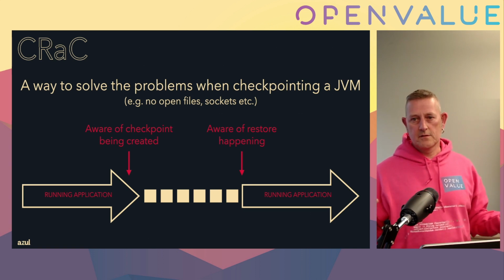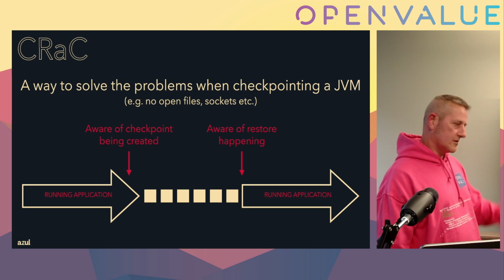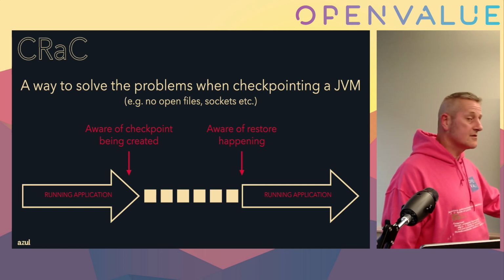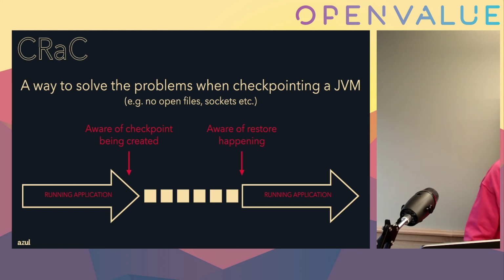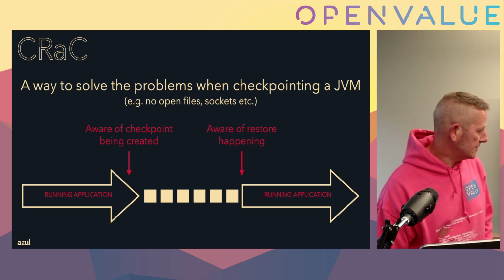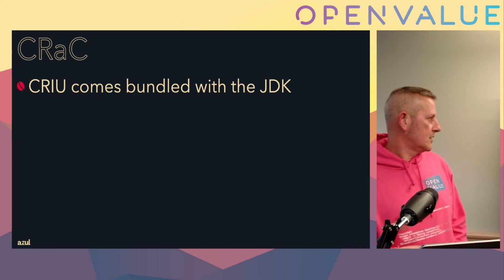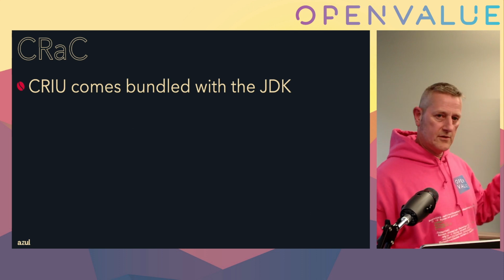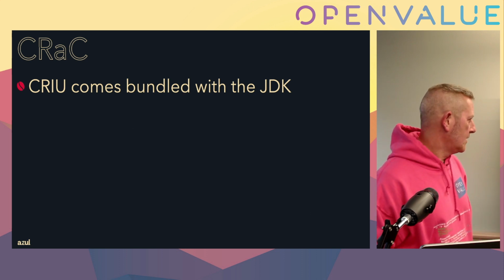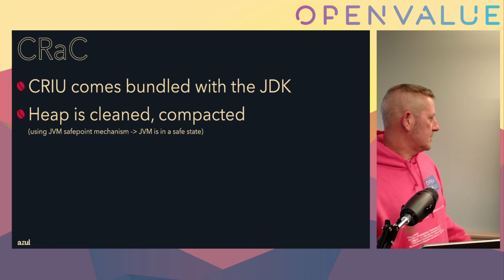This is the problem. That means you have a database connection, you close the application because there's a checkpoint, then you need to close the database connection, and before it starts running again, you have to re-establish this connection again. This is the idea. Okay, so CRIU, what we do is we bundle CRIU with the JDK. We contributed code to CRIU to make it work with the JVM because we need some hooks there. So we bundle it with the JDK to make sure that it's the right version.